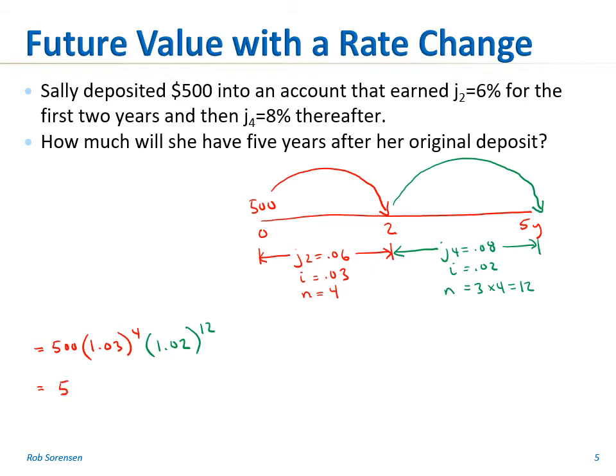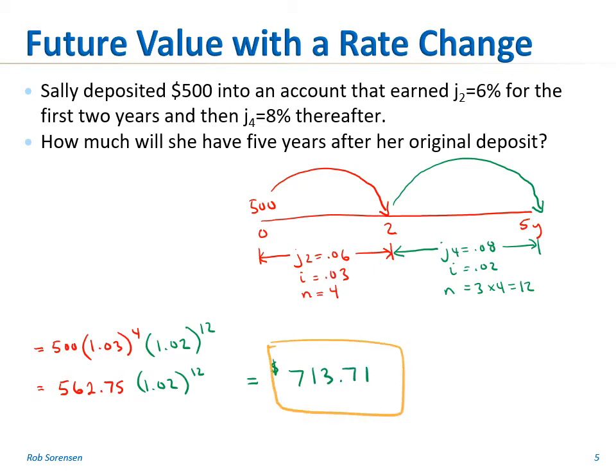If we do that, let's just do the red part here, $562 and about 75 cents. I'll keep all the decimals in my calculator though. And then I'm going to carry that forward 12 periods, and that's going to give me a final answer of $713.71.